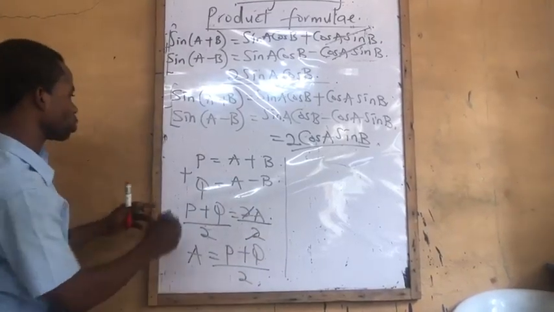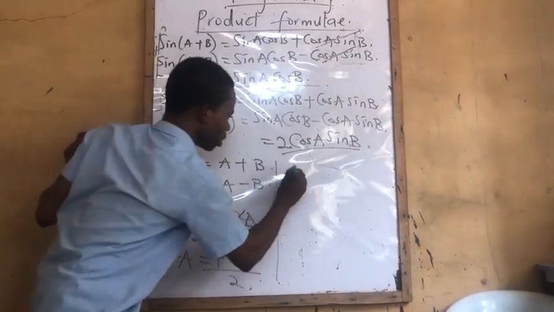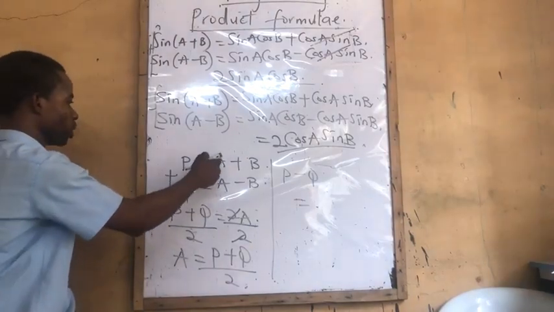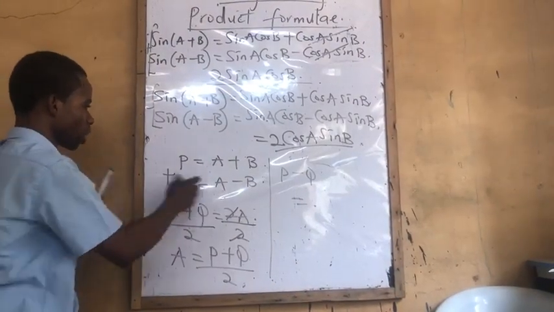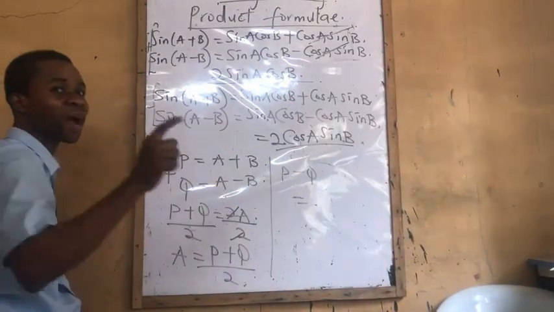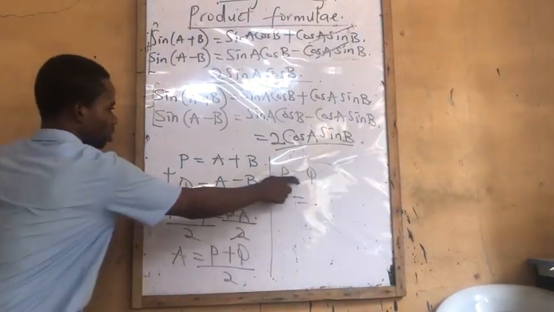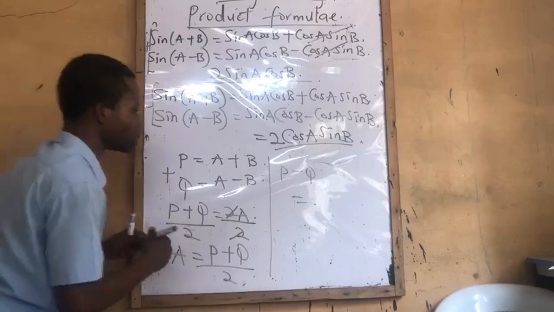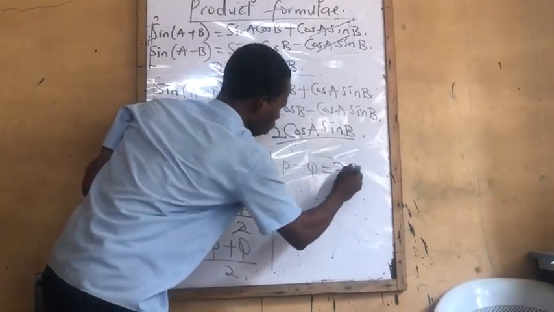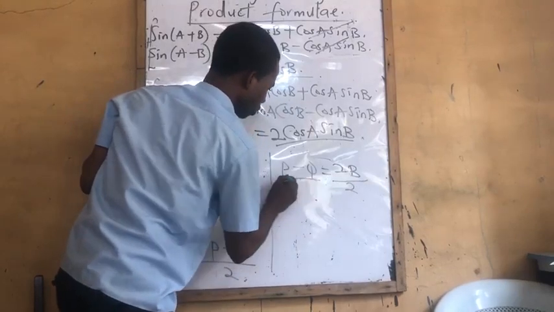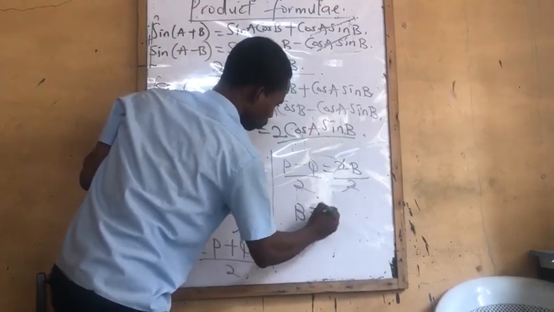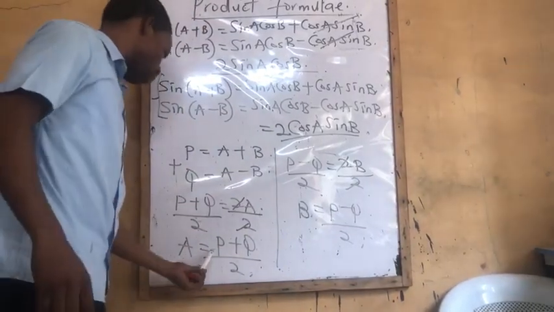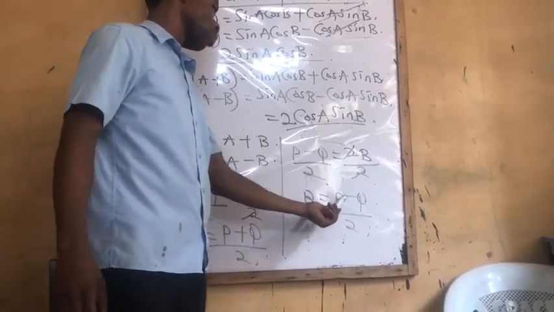Now, the same thing, if I subtract P minus Q, what will I have? The A cancels, because it will be A minus A. But minus times minus will be plus, so B plus B will be 2B. I'm looking for B, so I divide by 2. That means B equals P minus Q all over 2. Now, I've known my A to be P plus Q over 2 and my B to be P minus Q over 2.